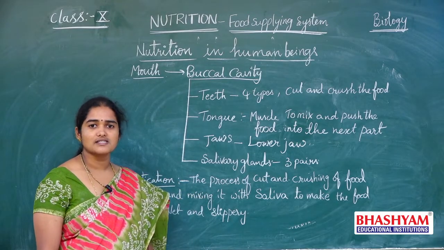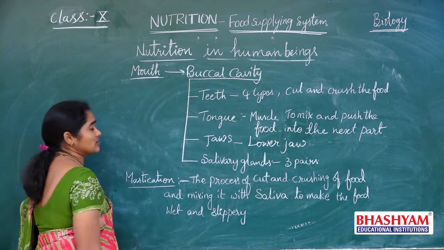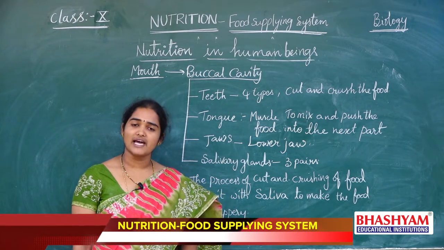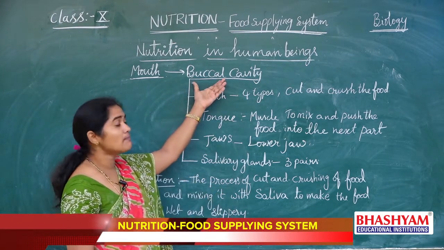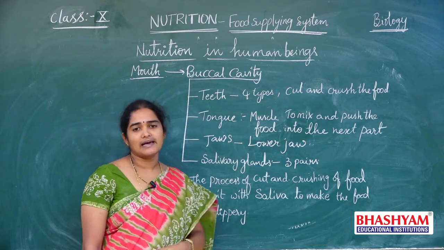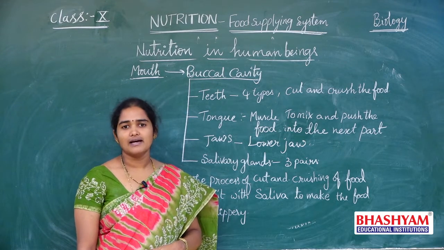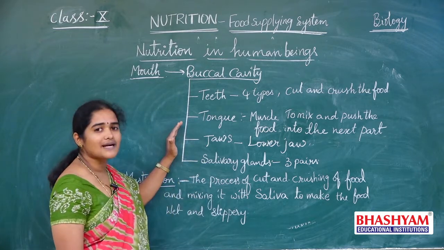Digestion process occurs in human beings. Now, when we keep the food into the mouth, we have a cavity in the mouth that is called a mouth cavity or oral cavity, or we can say buccal cavity. Now, after we keep the food into the buccal cavity, let us see what are the changes that occur in our buccal cavity. So, here in our buccal cavity, 4 parts are present.